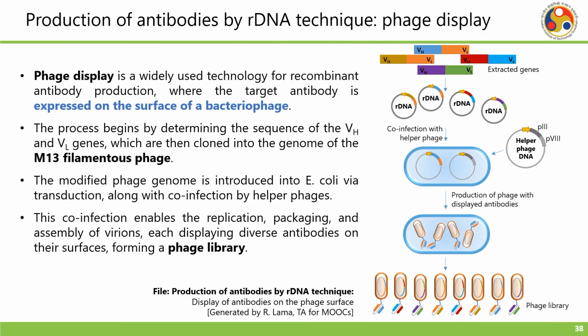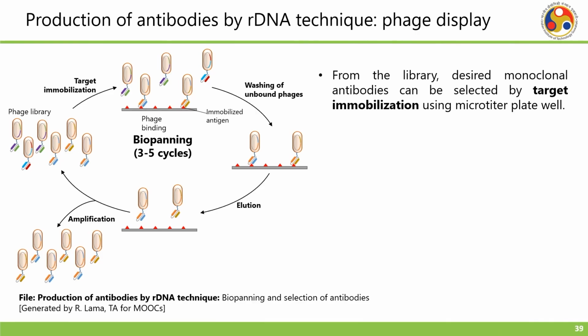library. So, here are the extracted VH, VL genes. So, we clone them, and then there is a co-infection with helper phage DNA over here, and then there is a production of phage with displayed antibodies, and then we get a phage library where you see the various antibodies getting displayed. From this library, the desired monoclonal antibody can be selected by target immobilization using a microtiter plate well.